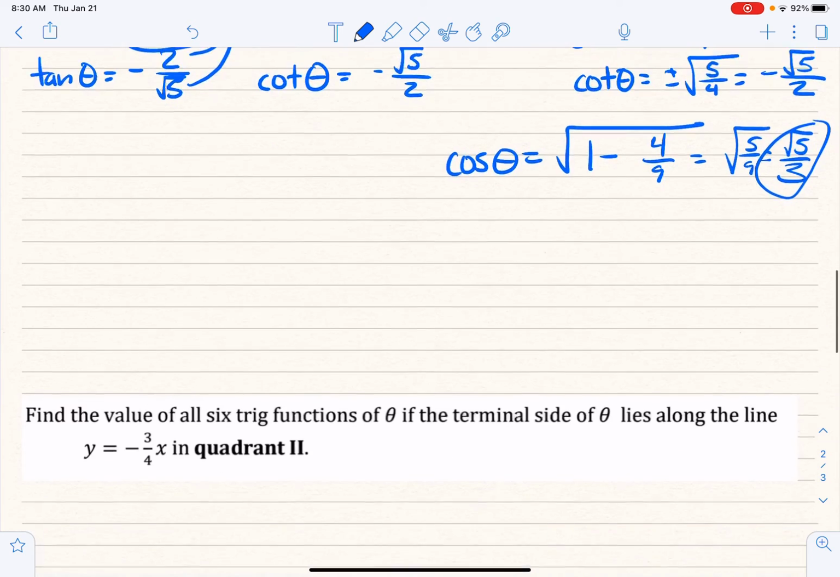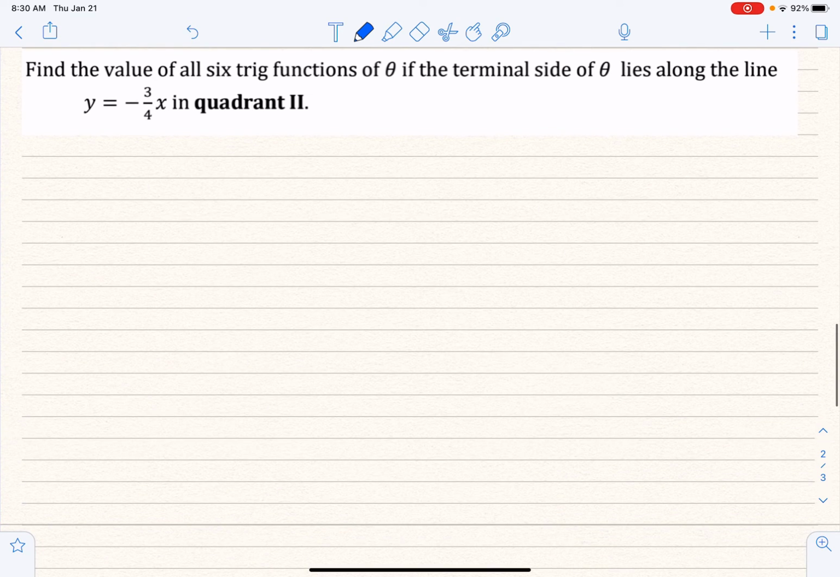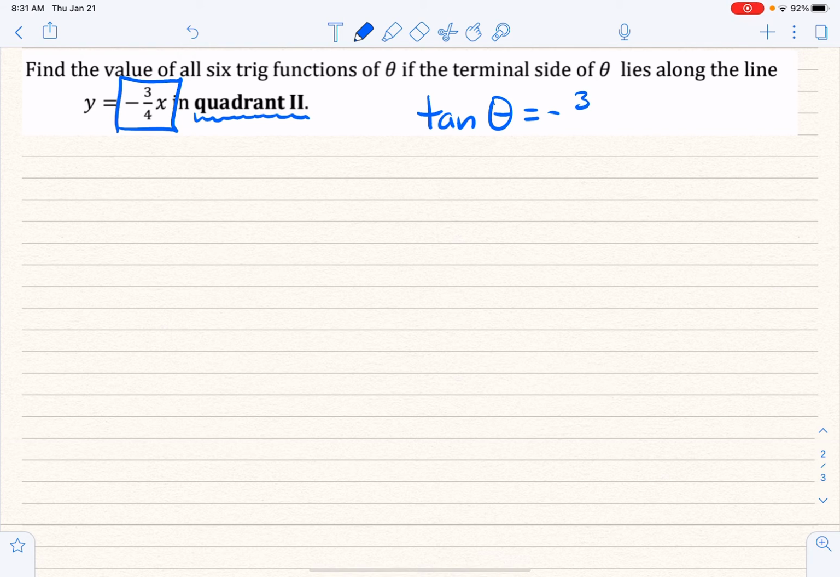All right, last problem. Review of this idea of this tangent and its connection to the slope. Okay, so we've got a slope of negative 3/4. We're in quadrant 2. So right from the get-go, you should know that tangent theta is negative 3/4. If I'm talking about quadrant 2, that would mean that x is negative and y is positive. Okay?